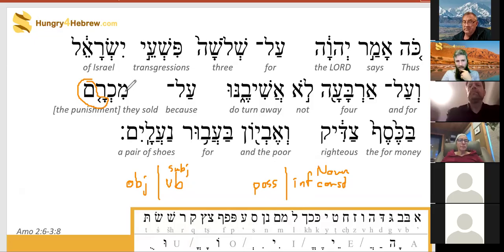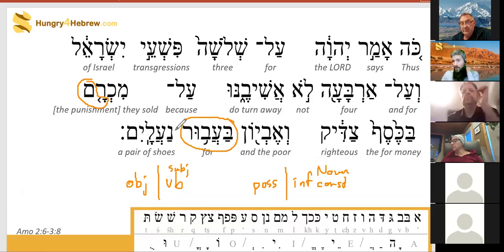Their action of selling, or silver, a tzaddik. And just a tzaddik? No, let's keep going. Ve'evyon, the poor, the needy. Ba'avor na'alayim, in exchange for, right? Avar is to pass something, so ba'avur is kind of like in passing or in exchange for. Na'alayim, shoes. Sorry, brother. The shoes are more important than you are. Terrible, terrible sentence.